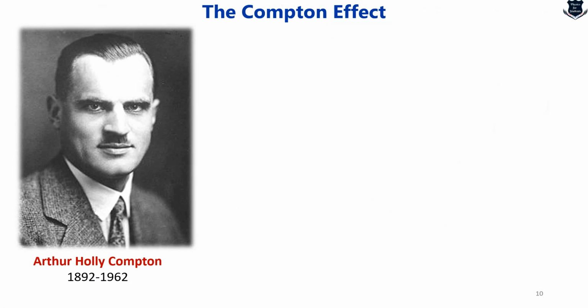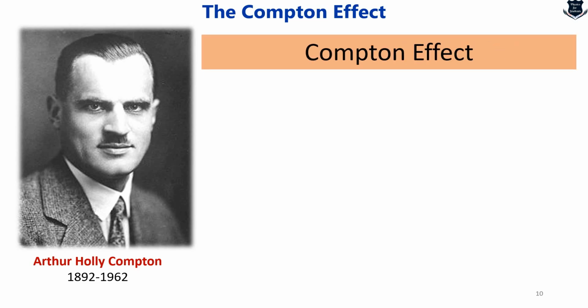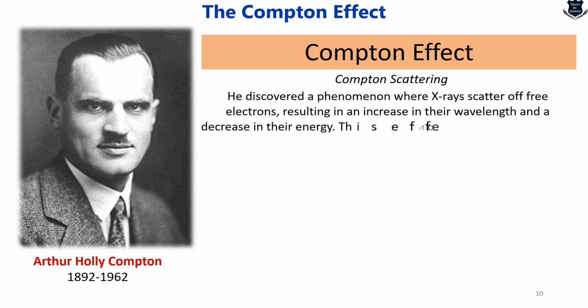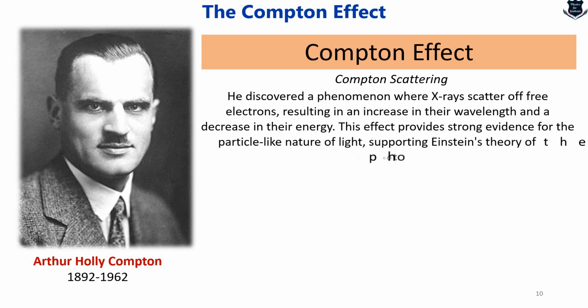Now this is Arthur Holly Compton, and what he discovered is known as the Compton effect, also called Compton scattering. We will come to this. There's a clear line of distinction or relationship between the Compton effect and Compton scattering. So what did he discover? He discovered that X-rays scatter off free electrons, resulting in an increase in their wavelength and a decrease in their energy. This effect provides strong evidence for the particle-like nature of light, which later supported Einstein's discovery on the photoelectric effect.